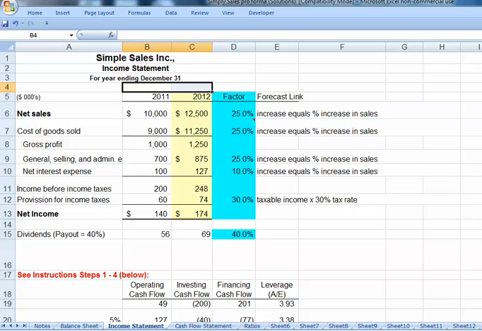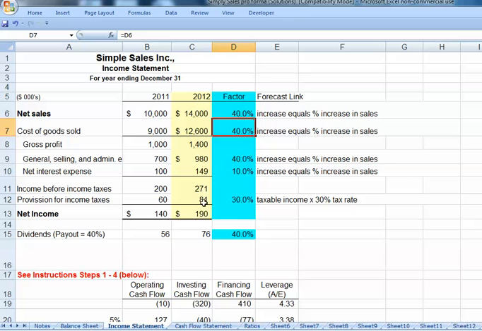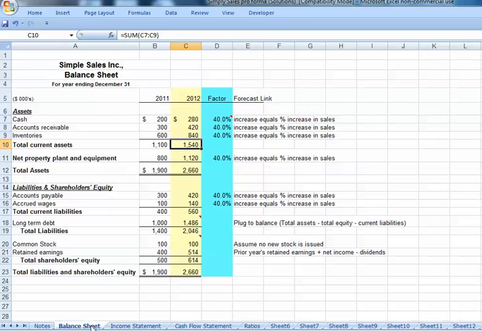Now that we have our pro forma for Simply Sales built with links to our percentage increase in sales, we can change those again from 25% to 10% in both our income statement and our balance sheet change accordingly. We could have picked a 40% sales growth, and again, our income statement changes and our balance sheet changes accordingly.